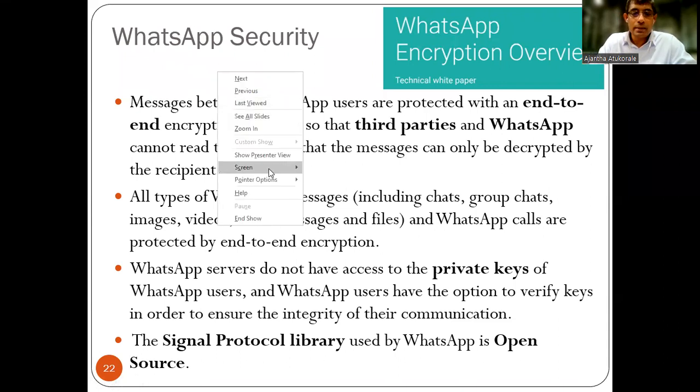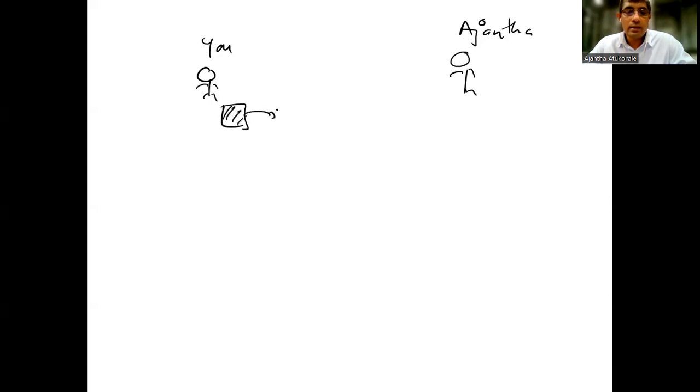I'll open a white screen and explain this. This is you, one of you. This is Ajanta, that is me. So you are all trying to send me a WhatsApp message. When you send this data, you have to encrypt. You have to use a key to get the ciphertext first. That ciphertext is what WhatsApp is sending. But Ajanta is also a user, and WhatsApp is a third party here.